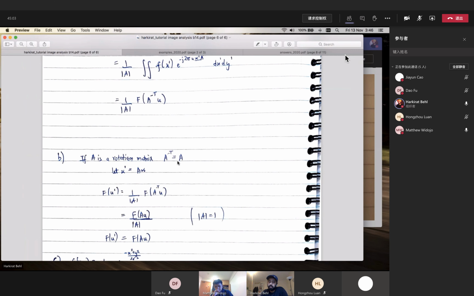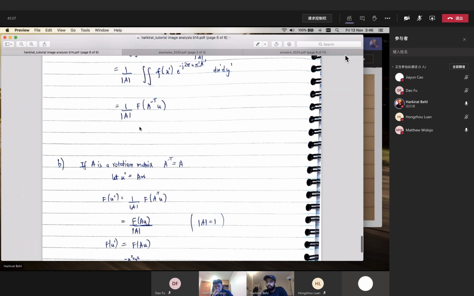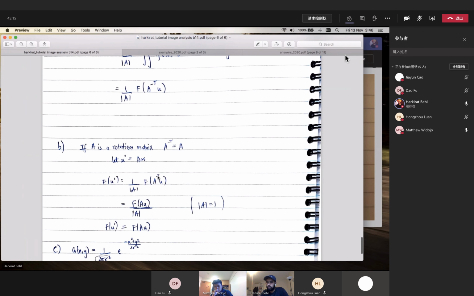When A is a rotation matrix, A inverse transpose is equal to A. So we'll just use this formula because A is a linear transformation matrix. We'll use this formula for the final form, and we'll use these properties that we have just derived. So A inverse transpose can be written as A. That is what I'll do.